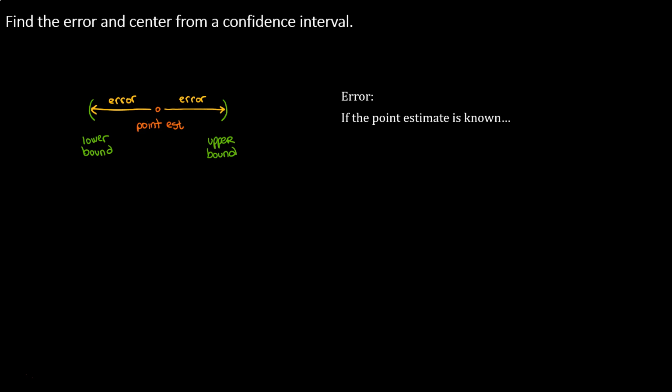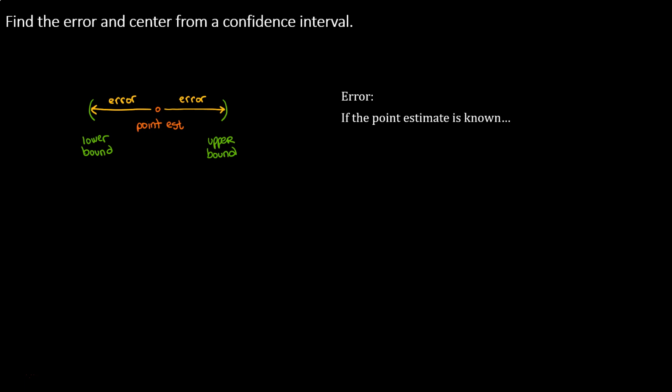If we're looking at a constructed confidence interval, we might be curious how much error was allowed in the building of the confidence interval. So if we want to determine the error in the interval, we have a couple of techniques we can use. If we happen to know the point estimate, the center of the interval, we can calculate the error by looking at the difference between the point estimate and each of the boundaries.